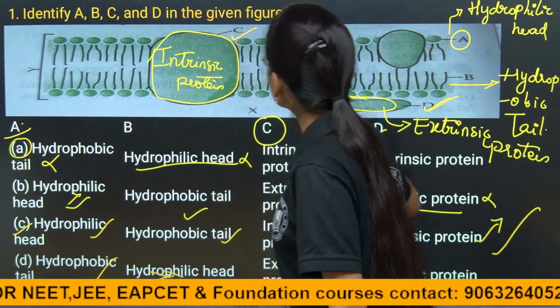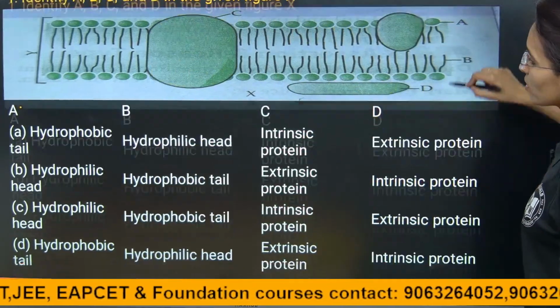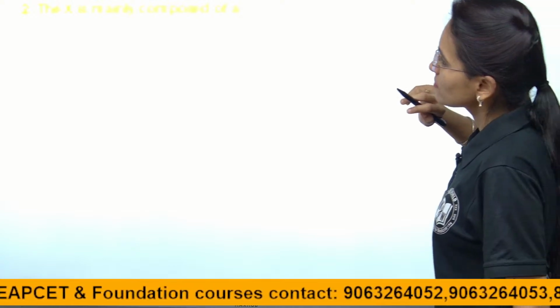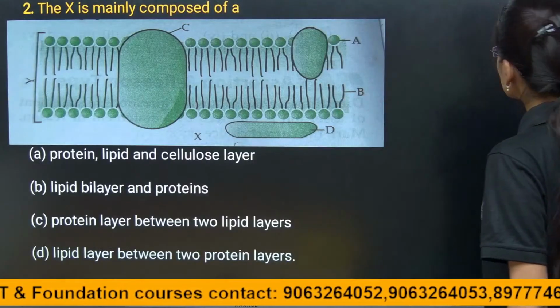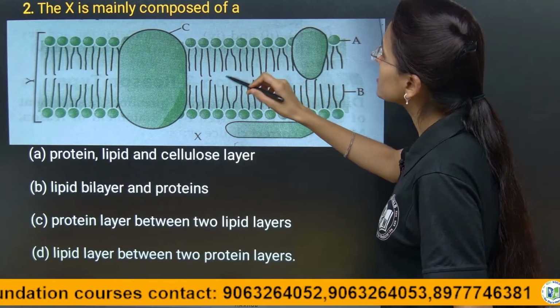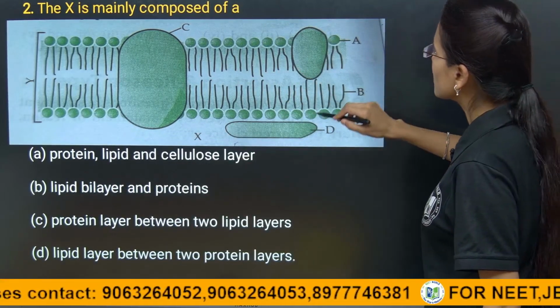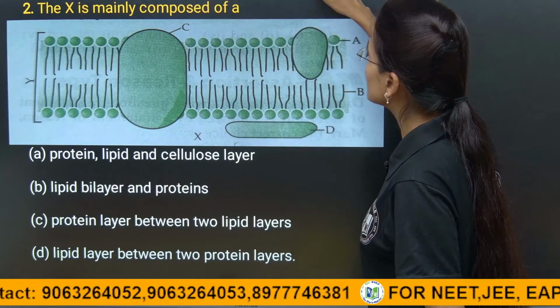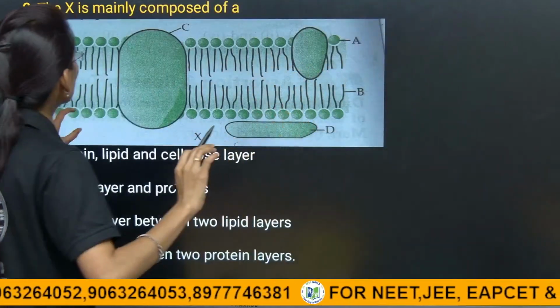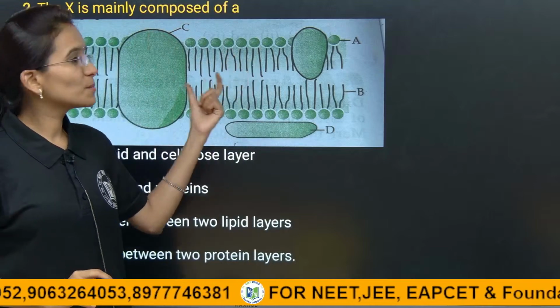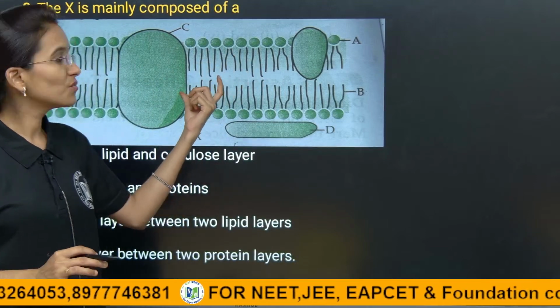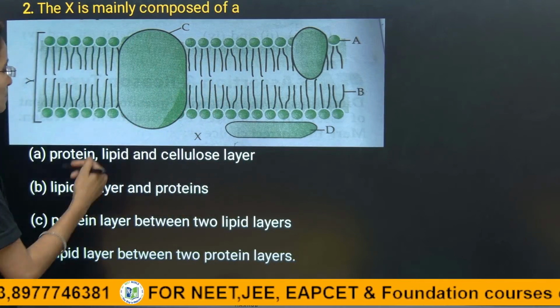Now we look into one more case study question, children. The second question is, the X is mainly composed of. What is X again? It is a plasma membrane, right? So here the question is based on the composition. Just now we have discussed it, so you need to answer this particular question.